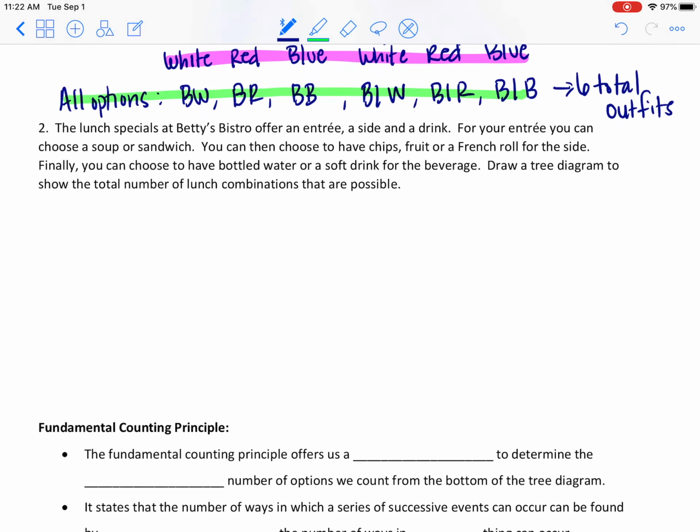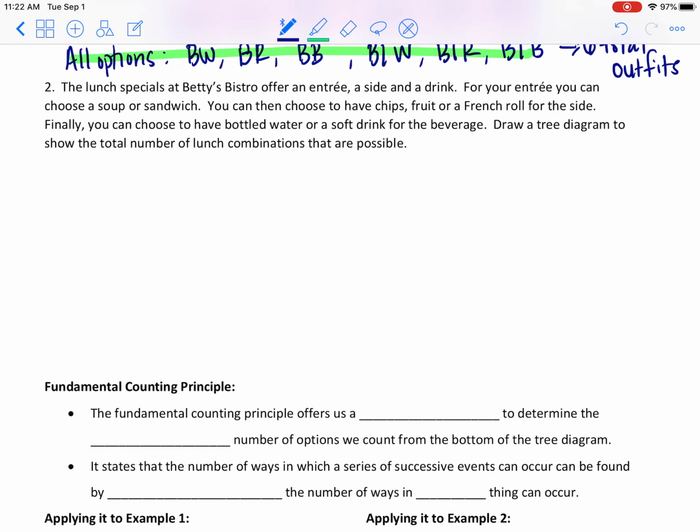Let's see. The lunch specials at Betty's Bistro offer an entree, a side, and a drink. So we're going to have 3 tiers this time. It says for the entree, you can choose a soup or sandwich, and then you can choose to have chips, fruit, or French roll for the side, and then finally you can choose to have a bottled water or a soft drink for your beverage. So we're tasked with drawing a tree diagram to show the total number of lunch combinations that are possible. So 3 tiers this time.